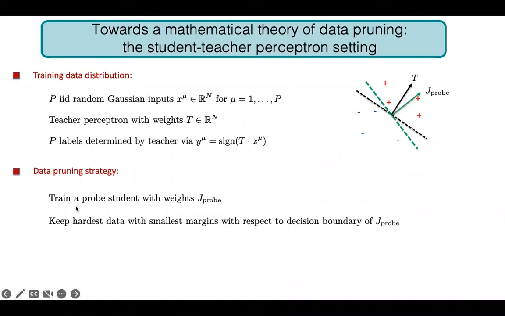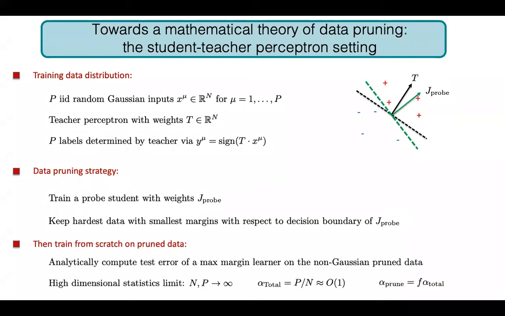So the pruning strategy is mirroring the previous paper. We train a probe student network for a very short amount of time, so it may not align quite well with the teacher, right? And the probe student has its own decision boundary that we have access to. Remember, we never have access to the teacher directly. We can compute the margin, or the distance, of each data point to the decision boundary of the student. And the large margin examples are the easy ones, the small margin examples the hard ones. And we keep the hardest data with the smallest margins with respect to the decision boundary of J probe. Okay, so that's our pruning strategy.